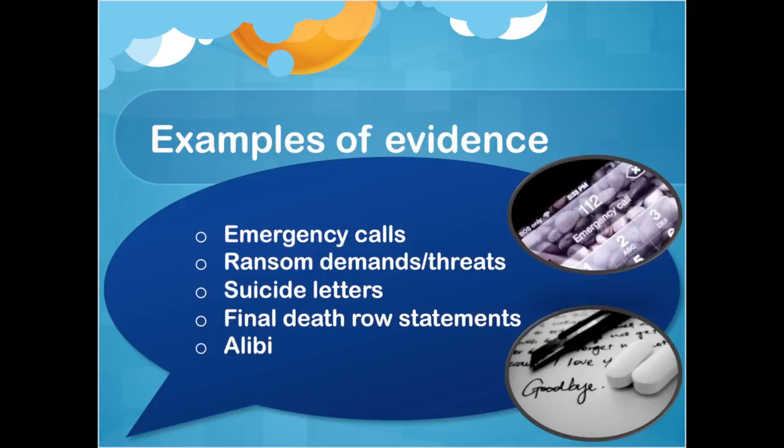And so these are just some examples of that evidence. Emergency calls, ransom demands or threats, suicide letters, death row statements, and alibis can all be used as evidence for coming up with whether or not a person could be lying, or a person's alibi is true. So all of these circumstances are used by forensic linguistics scientists in order to determine some of the causes and evidence for the crime.